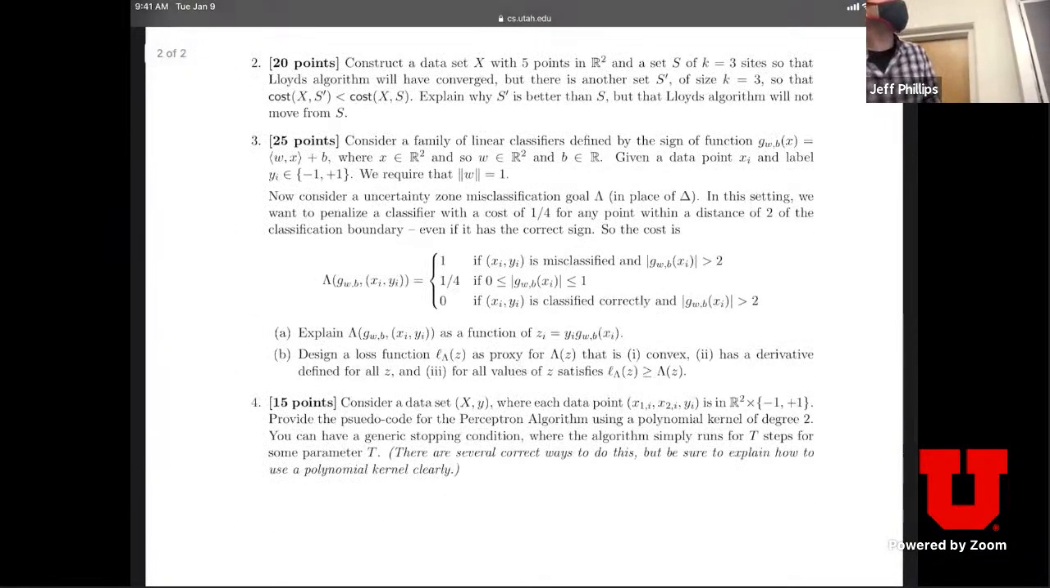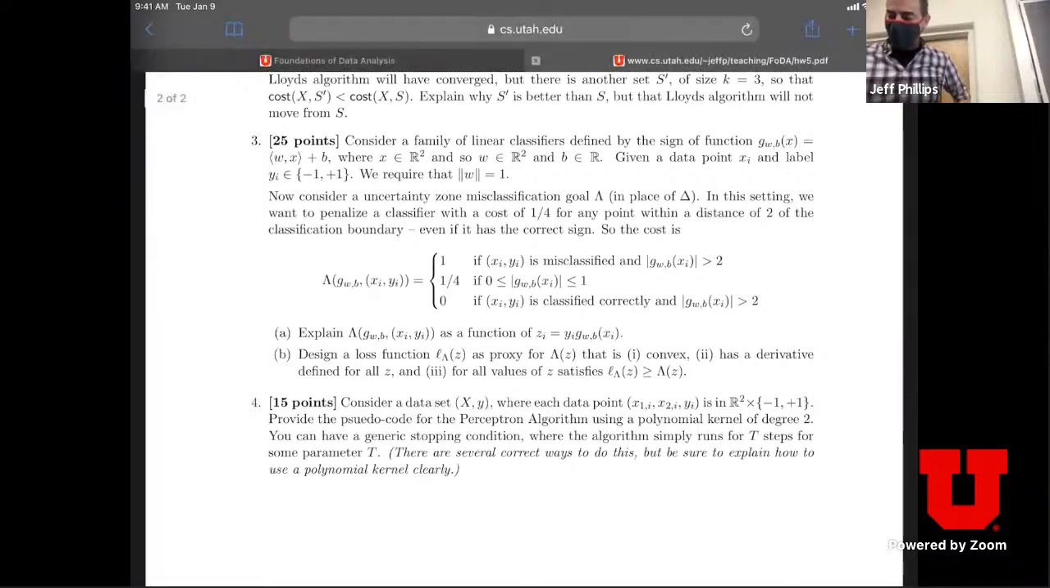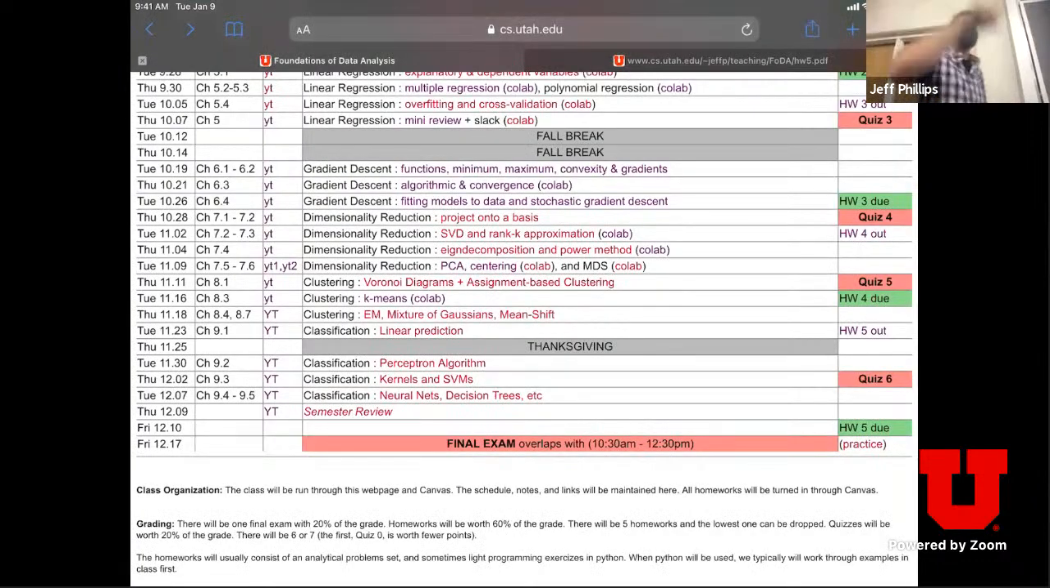Question 2 is also about clustering, about where it can get stuck. And then question 3 will be about loss functions and linear classification. Question 4 will be about the perceptron algorithm as well as the kernel ideas, right? So that one, you might not have all that for a few more days, but you can definitely get started on this.